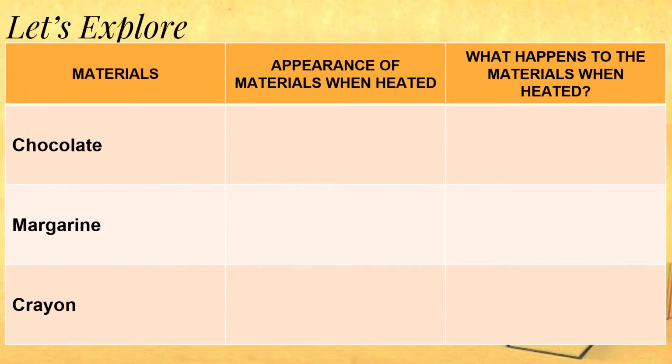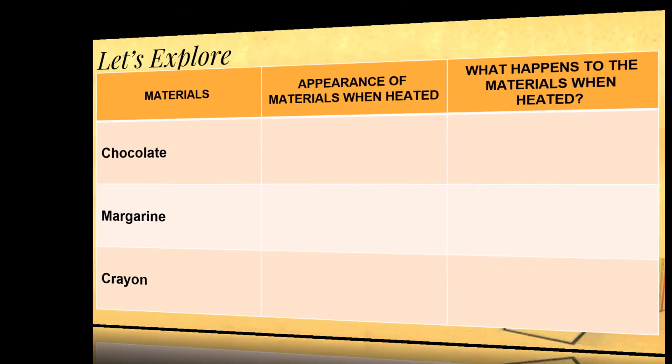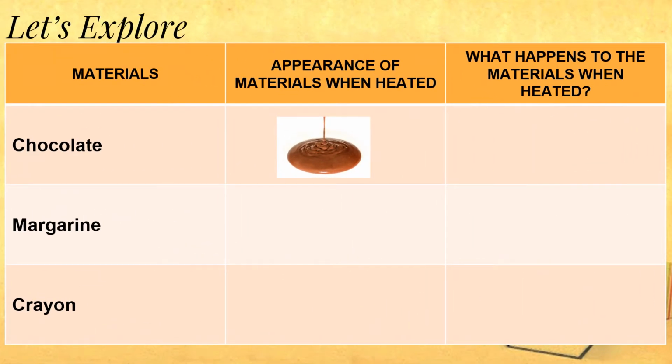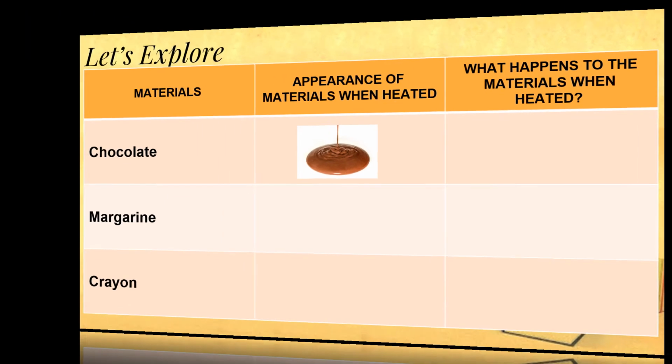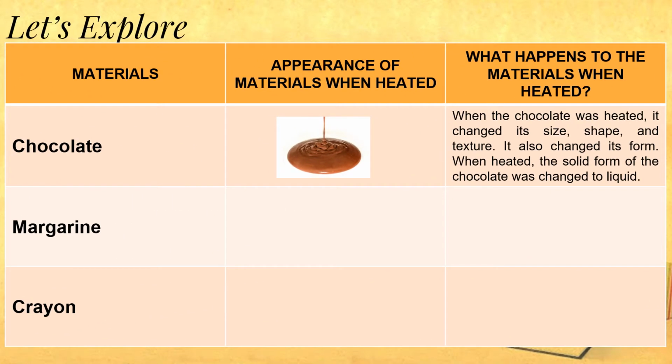Let us now complete the table. The first material is chocolate. Appearance of materials when heated. What happens to the chocolate when it is heated? When the chocolate was heated, it changed its size, shape, and texture. It also changed its form. When heated, the solid form of the chocolate was changed to liquid.